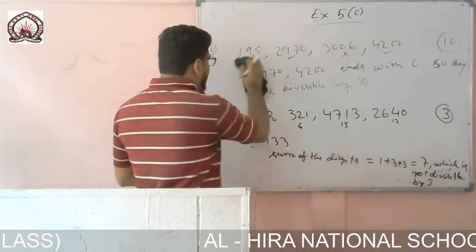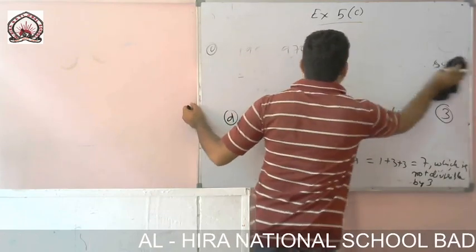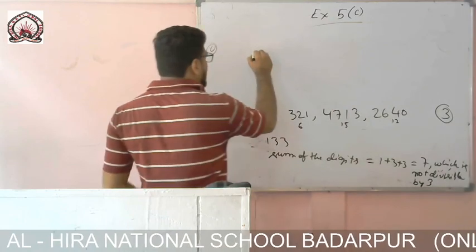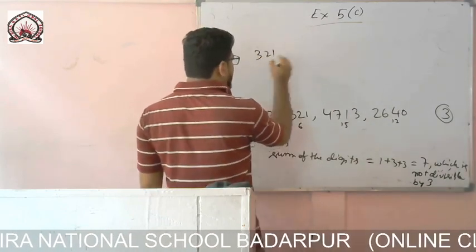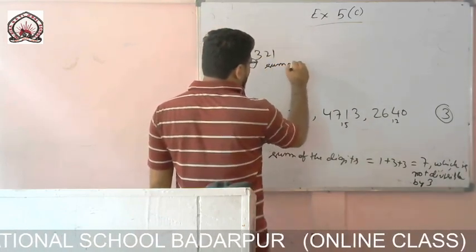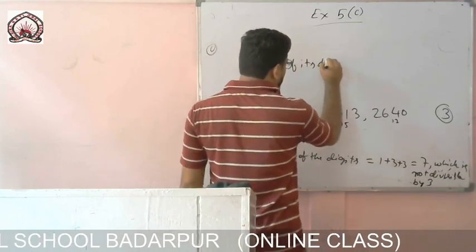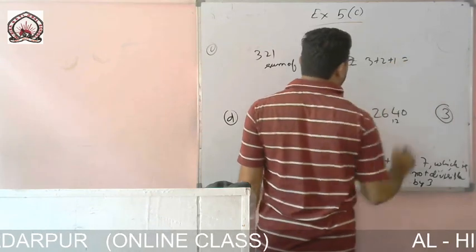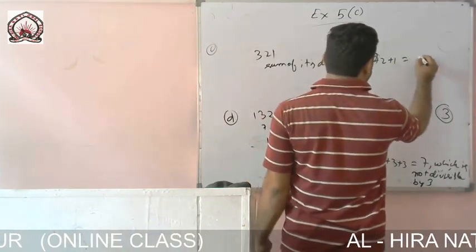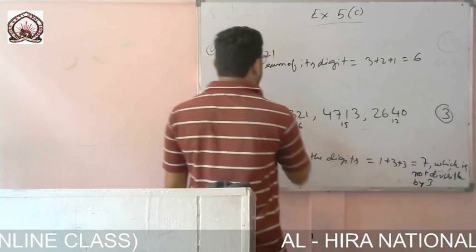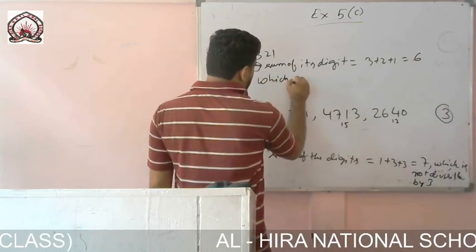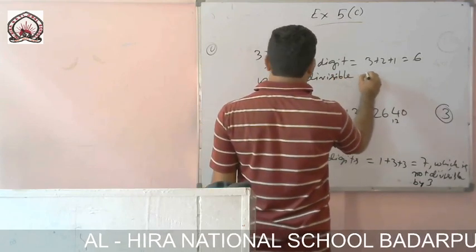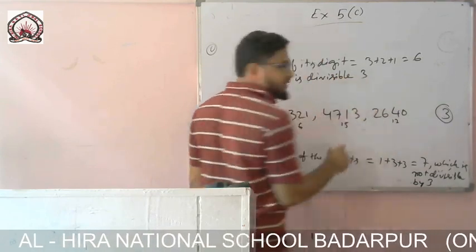Now come to 321. So like this you write. 321. Sum of its digits goes to 3 plus 2 plus 1. It is 5 plus 1, it is 6. So write, which is divisible by 3. Okay.